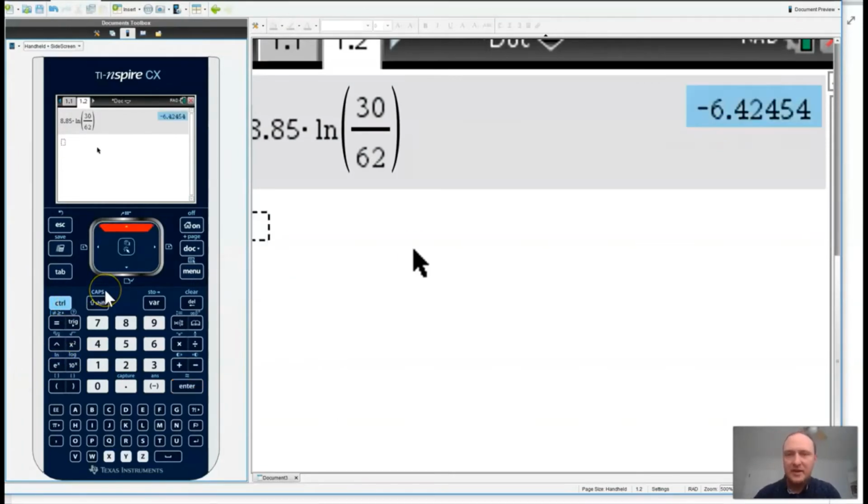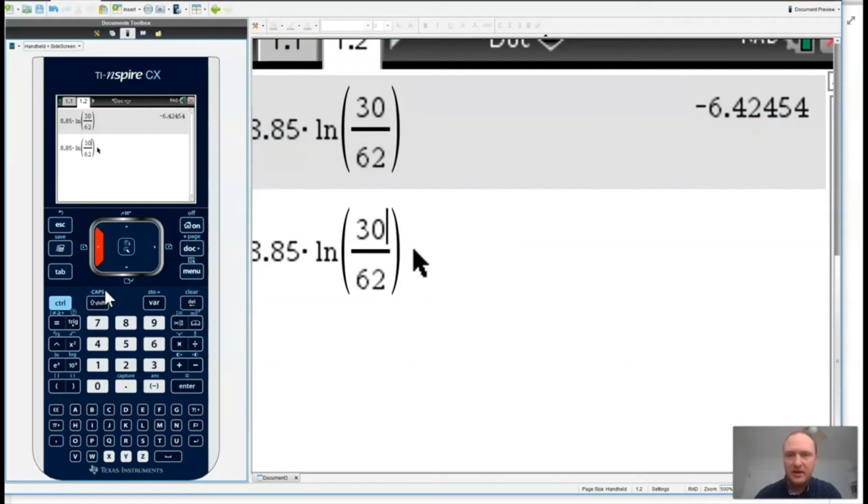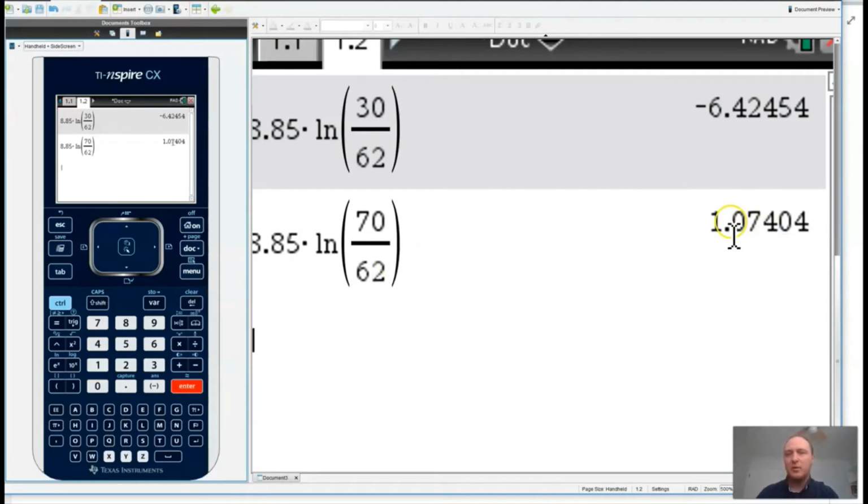So again, if we go ahead and alter this, I can try something like 70. And I get 1 year. So it'll take about 1 year to get the population to 70.